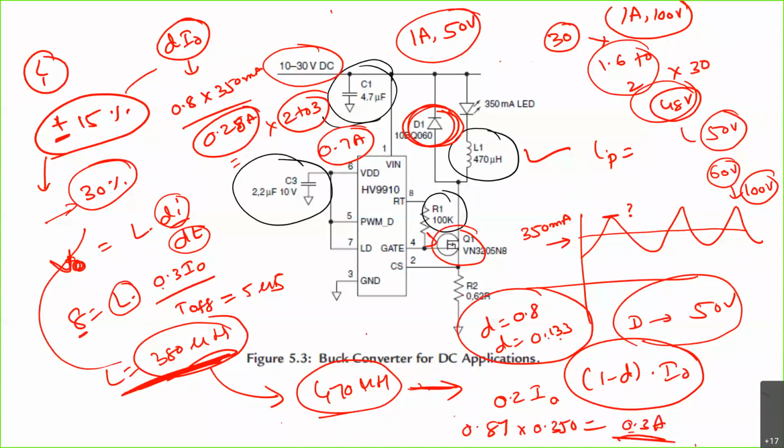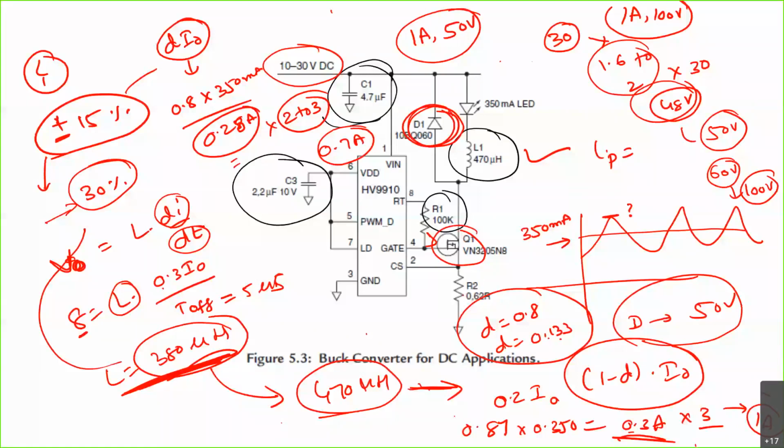If you are using some factor of 3 or 2, then the next standard value is 1 ampere. So you can choose a 50 volt or 60 volt, 1 ampere diode. What kind of diode do we need to prefer?